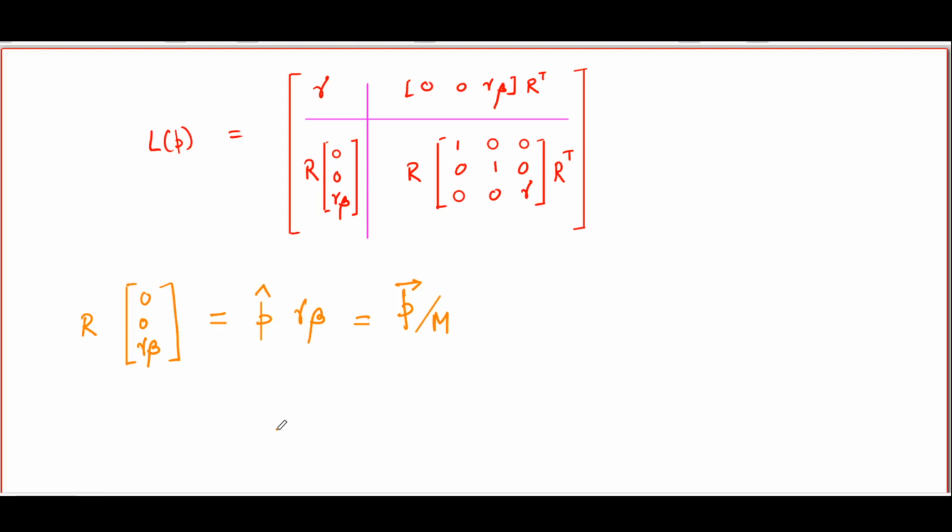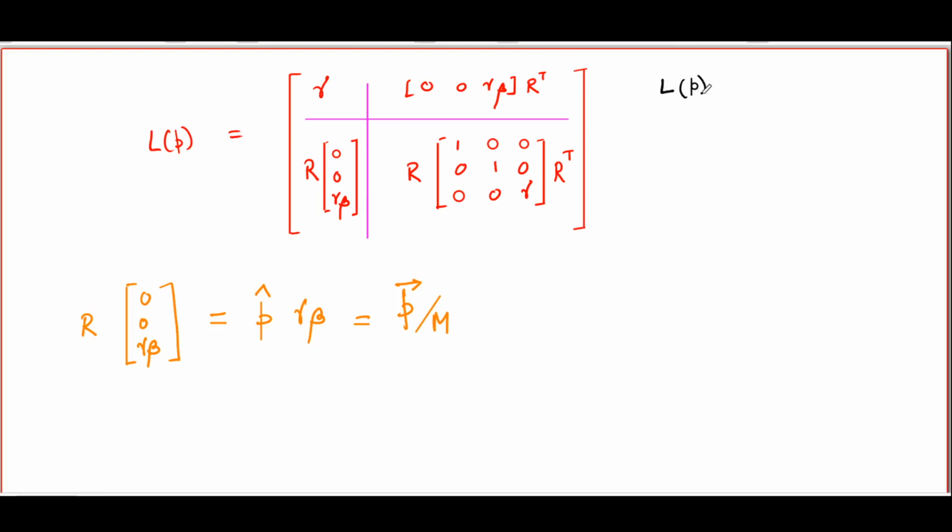And let me remind you once again, gamma beta is the same as square root of gamma square minus 1, which is what Weinberg uses in his book. Now the rest of the top row is filled up by a row vector, a 1 by 3 vector, which is essentially the transpose of this vector. So it has the same components. So we can immediately write down the following components for this L of P.